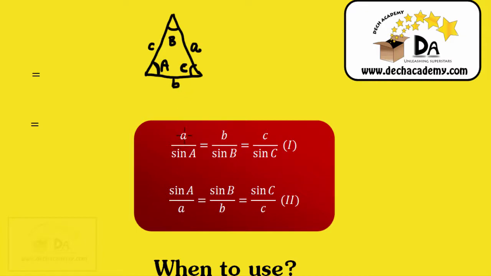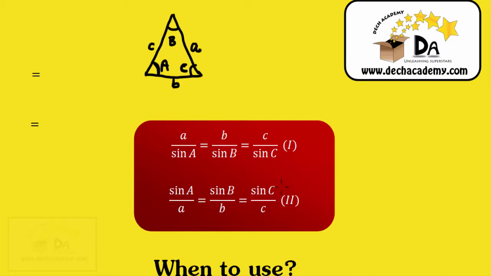Now the sine rule is simply a statement that equates the ratios of the lengths of sides to the sine of the angles opposite to those sides. So a is the length of this side, and the angle opposite to this side is uppercase A, and here we have sine of A. So a over sine A is equal to b over sine B is equal to c over sine C. Or you could say sine of angle A divided by a is equal to sine of angle B divided by b, which is equal to sine of C divided by c.